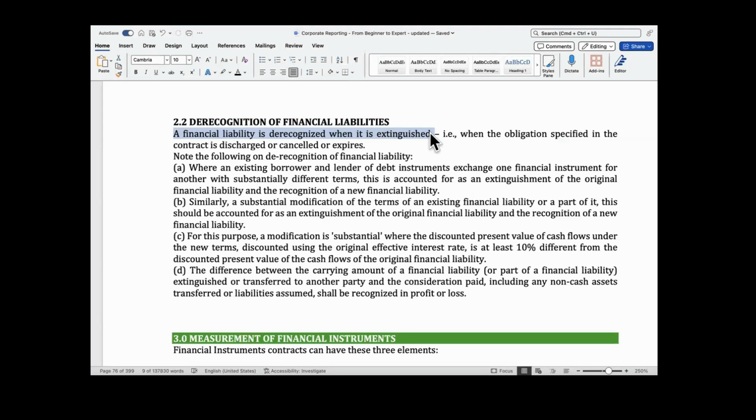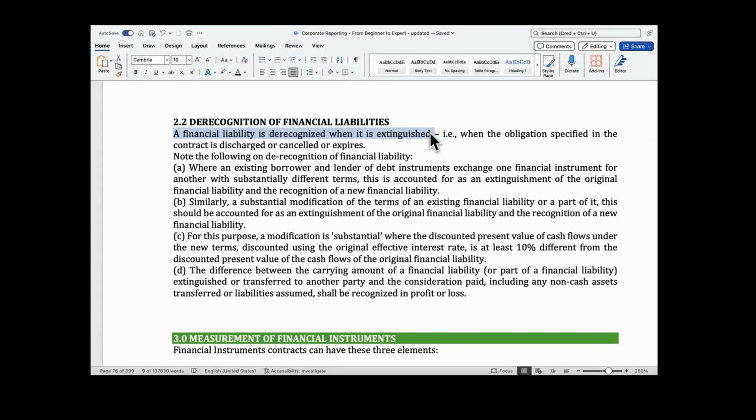Don't forget that a financial liability is a contractual obligation to deliver cash. That means that as soon as you have delivered the cash, remove it from your books. Or as soon as you have settled, remove it from your books. So there are a lot of ways in which we can deliver this cash.